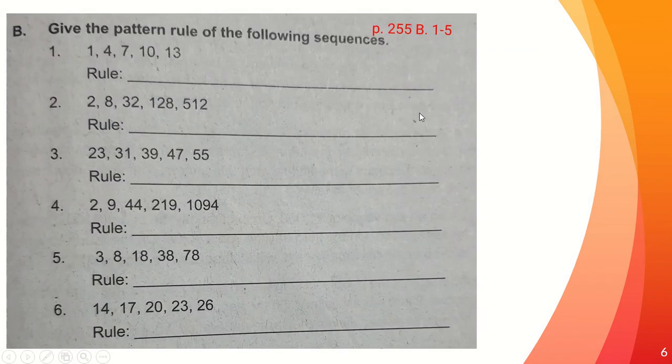So let's go to letter B. You will find this on your book on page 255. I gave you an example, yung number 6. So, ang rule lang ang hinahanap natin. So, 14, it becomes 17, it becomes 20, it becomes 23, and 26. So, the rule is plus 3. So, that's how you will answer letter B.